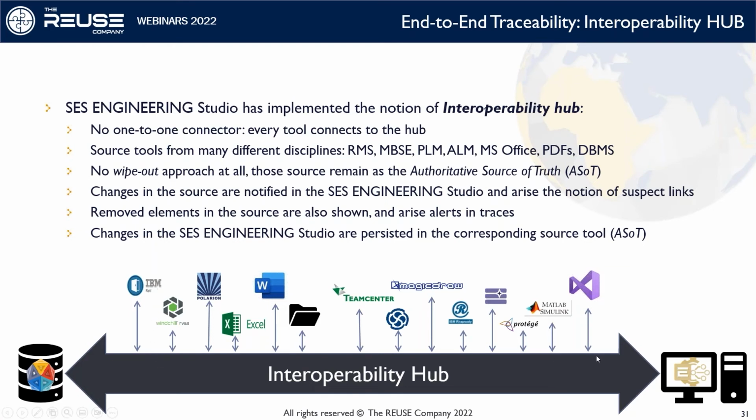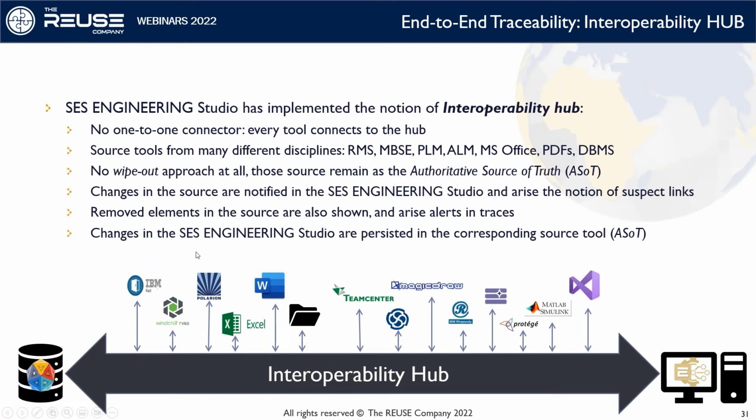That means that as soon as you link one more tool into this hub, traceability is allowed among all those elements. There is no need to program point-to-point connections to provide traceability, for instance, between requirements in IBM DOORS and code in Visual Studio or C or whatever, right? So as soon as you connect one more tool to the bus, to the hub, this traceability is allowed. So our notion is no one-to-one or point-to-point connectors.